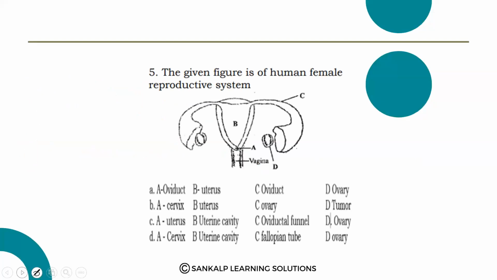The given figure is of the human female reproductive system. You have to label it, and tick the option which shows the correct labeling. Option A: A is oviduct, B is uterus, C is oviduct, D is ovary. Option B: A is cervix, B is uterus, C is ovary, D is tumor. Option C: A is uterus, B is uterine cavity, C is oviductal funnel, D is ovary. Option D: A is cervix, B is uterine cavity, C is fallopian tube, D is ovary.